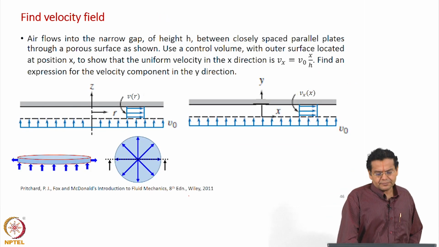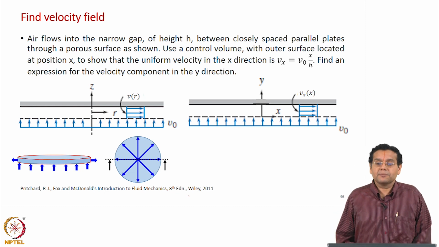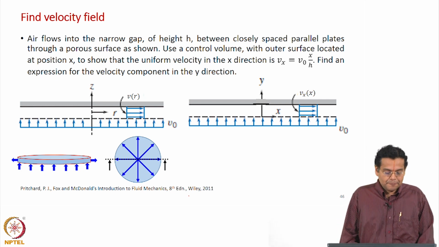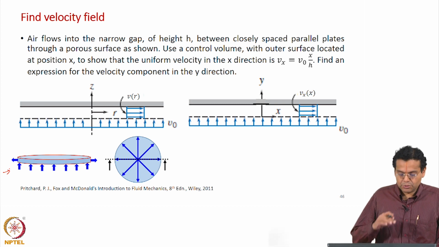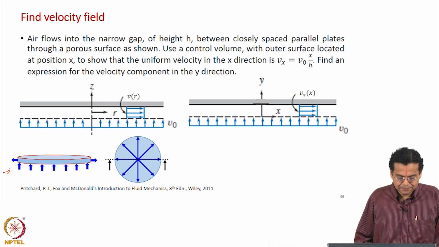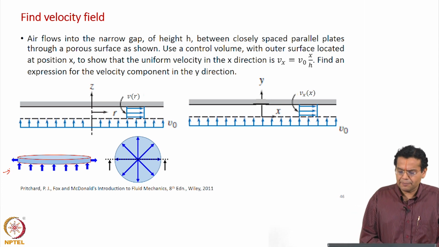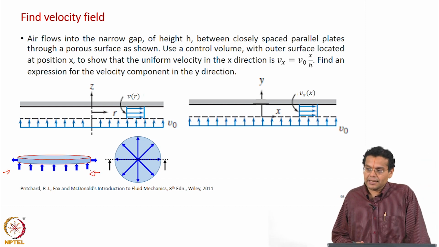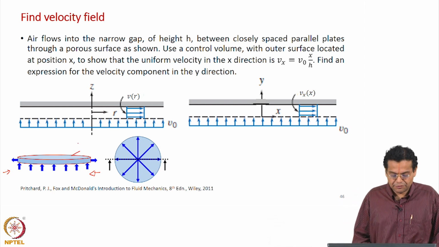Okay. A good example which combines the integral mass balance and the differential mass balance. Let me first explain the geometry which is shown here. We have two plates, and a thin gap exists between them. The bottom plate is porous, just like the earlier case, but the top plate is not porous. That is a solid surface.